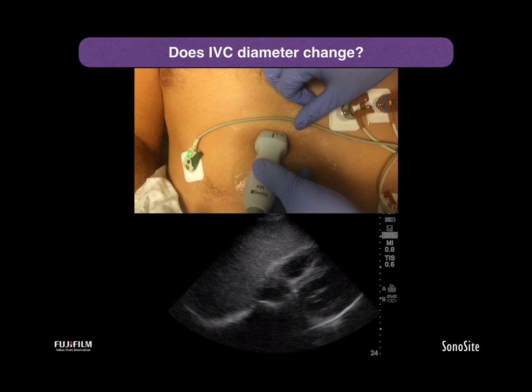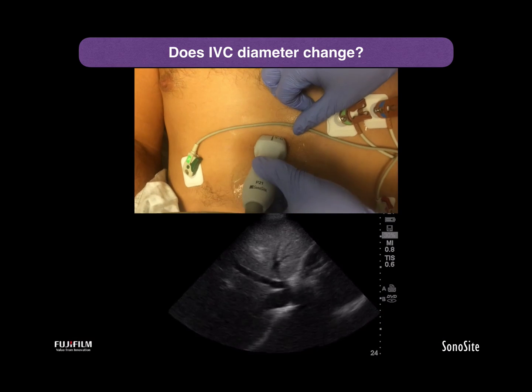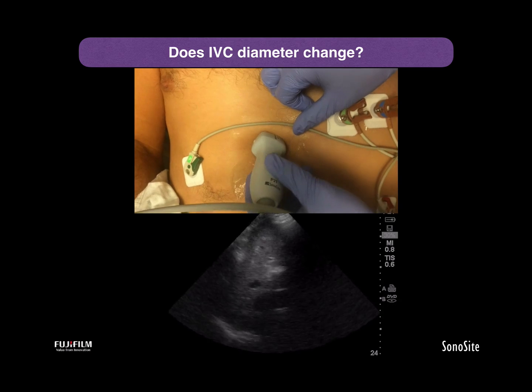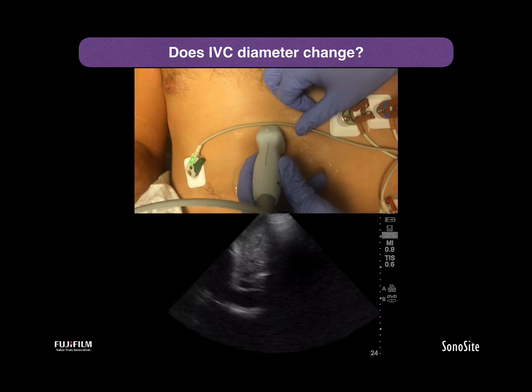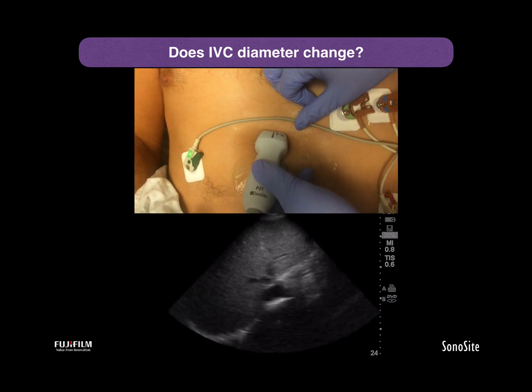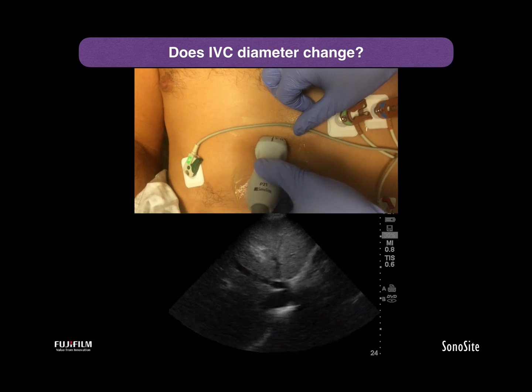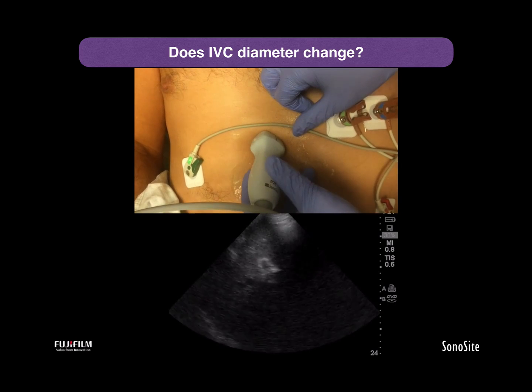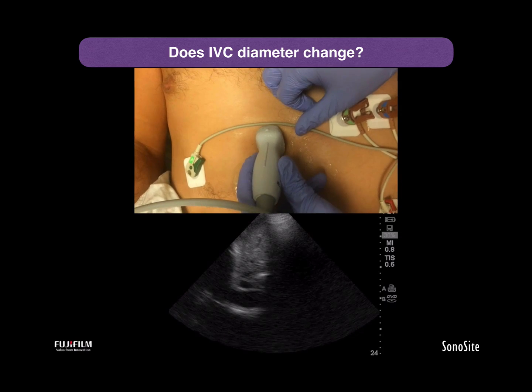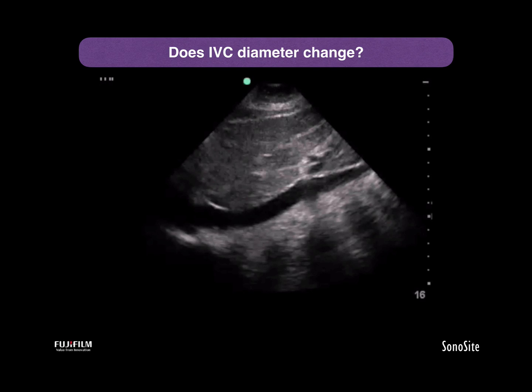So starting from a subxiphoid view, what you want to do is just tilt the probe a little bit more inferiorly until you see that bunny sign right there, and then rotate the probe 90 degrees clockwise so that it's pointed towards the head and you get your IVC in long axis. It's important to do this because you don't want to misidentify the aorta as the IVC, and by doing this you minimize that risk.